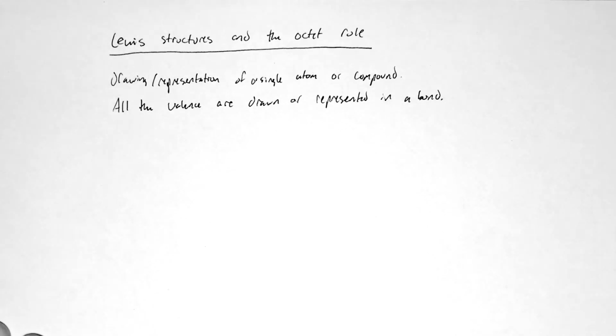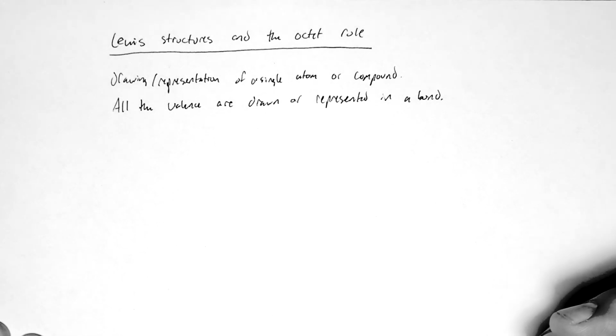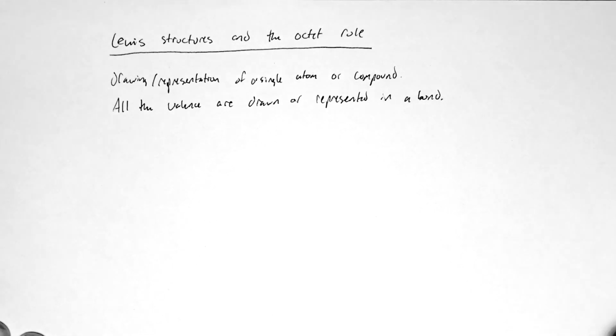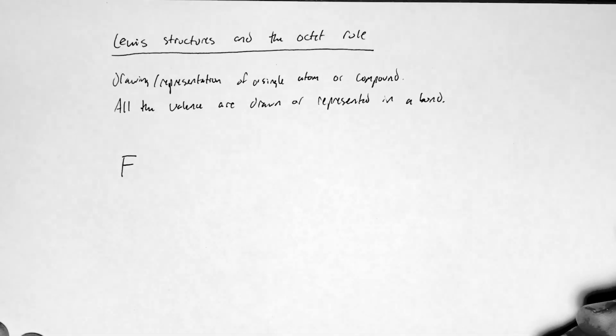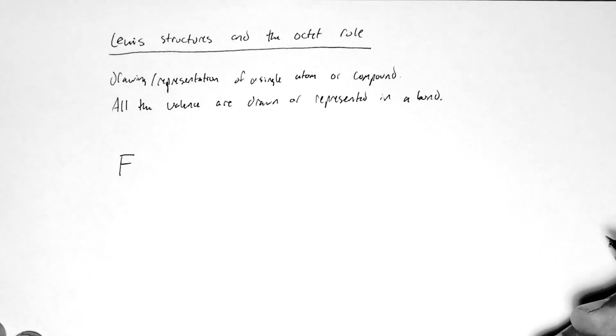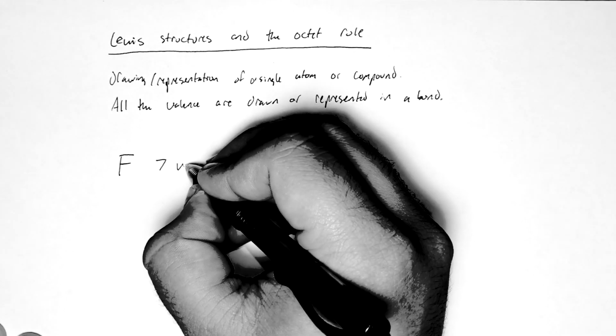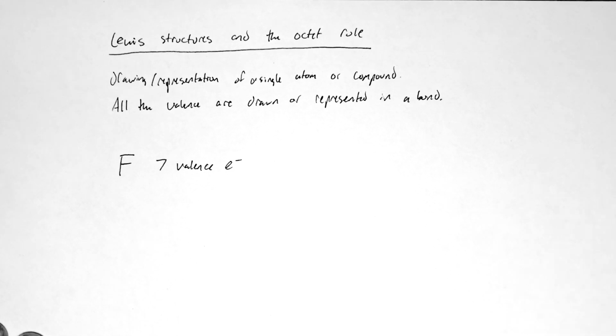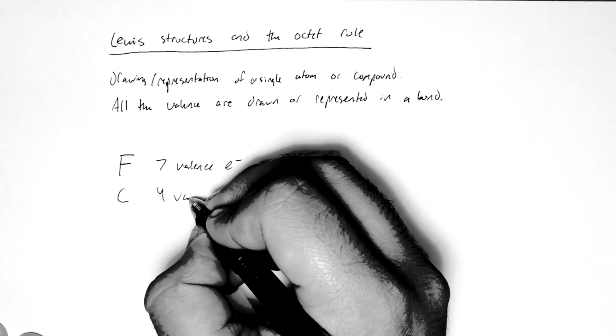So, real quick, how many valence electrons does fluorine have? I'll give you a second to pause the video and look at your periodic table to figure out how many valence electrons it has. Alright, well, fluorine, as you can see, is in column number 7. Therefore, it has 7 valence electrons. Now, do the same with carbon. How many valence electrons does carbon have? Carbon has 4 valence electrons.